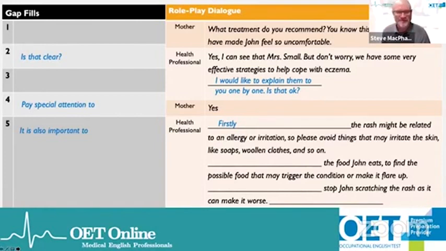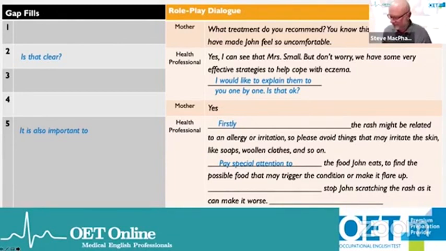Yep, we've got the first one, number one, we've used. And now we're going to use, it's either going to be 4 or 5, isn't it? Number 4 says, Karis, correct. Pay special attention to the food John eats to find out the possible food that may trigger the condition or make it flare up.